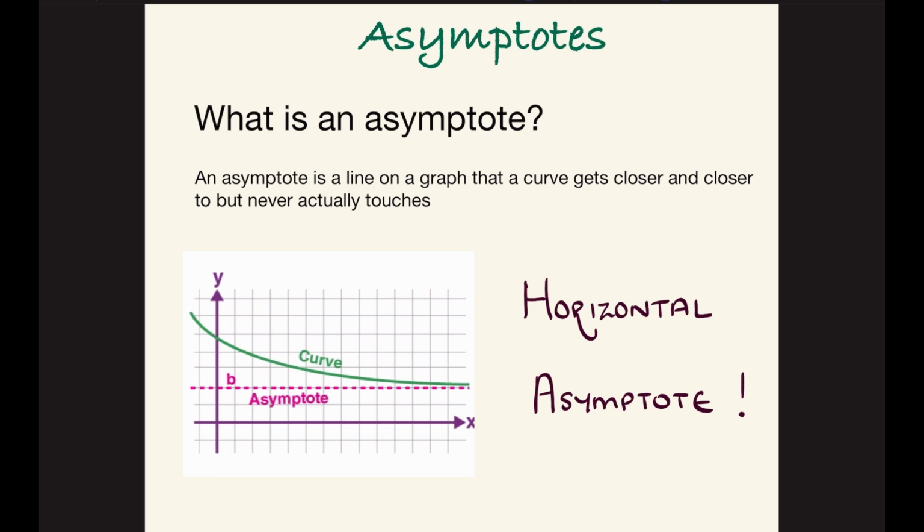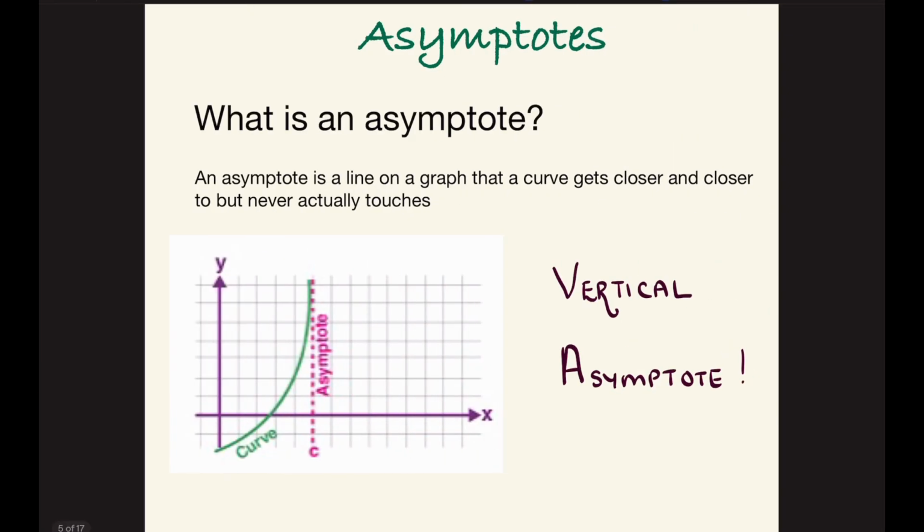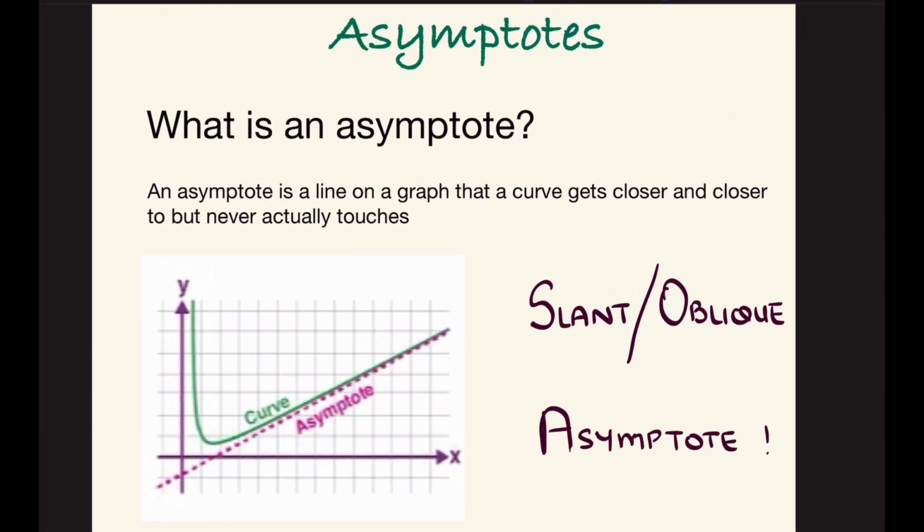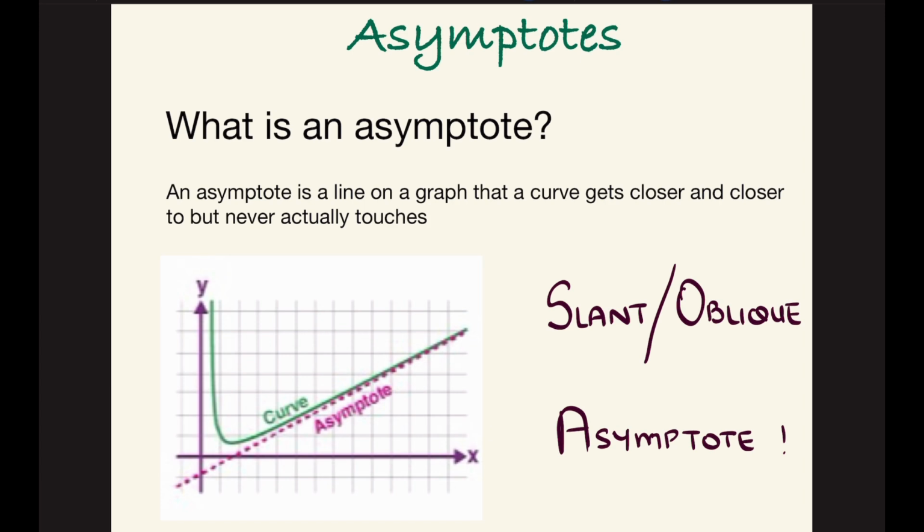Now here is a vertical asymptote. See how the graph shoots up near a specific x value. But again, it's not going to cross this pink broken line. This pink line is the vertical asymptote. And here is the slant or oblique asymptote, where the curve leans towards a slanted line. However, again, it is not going to cross or intersect this line.